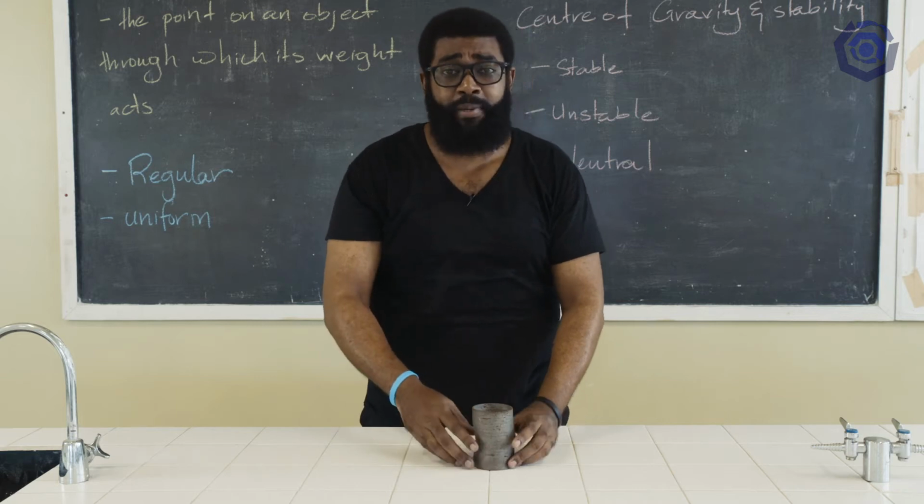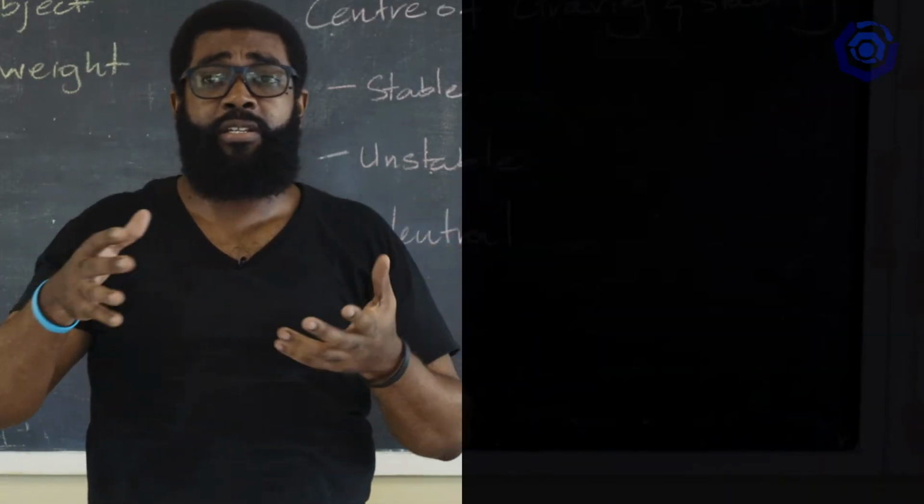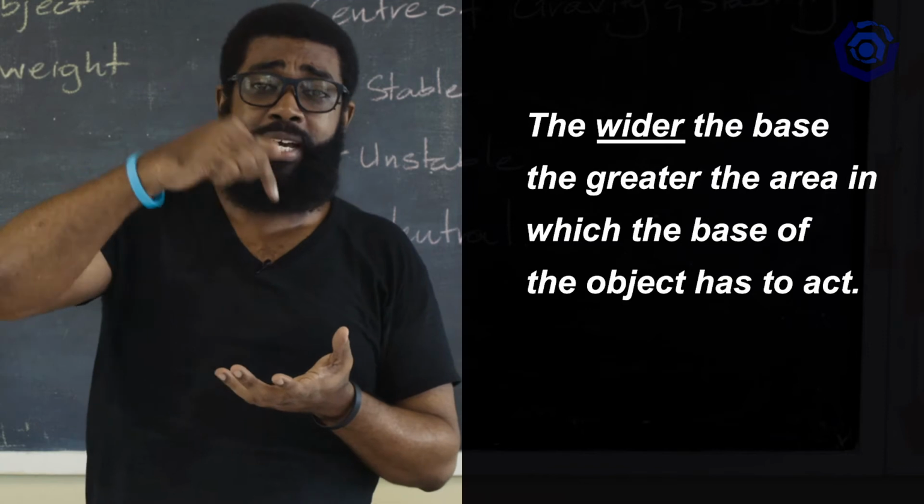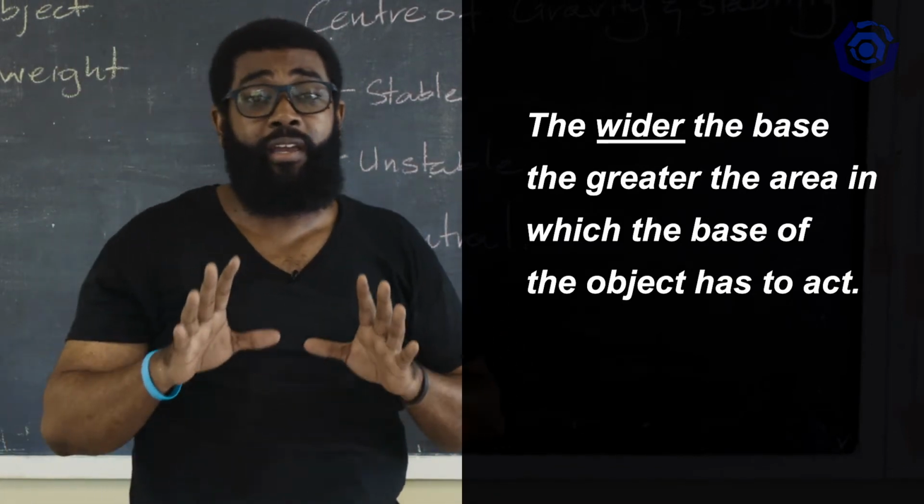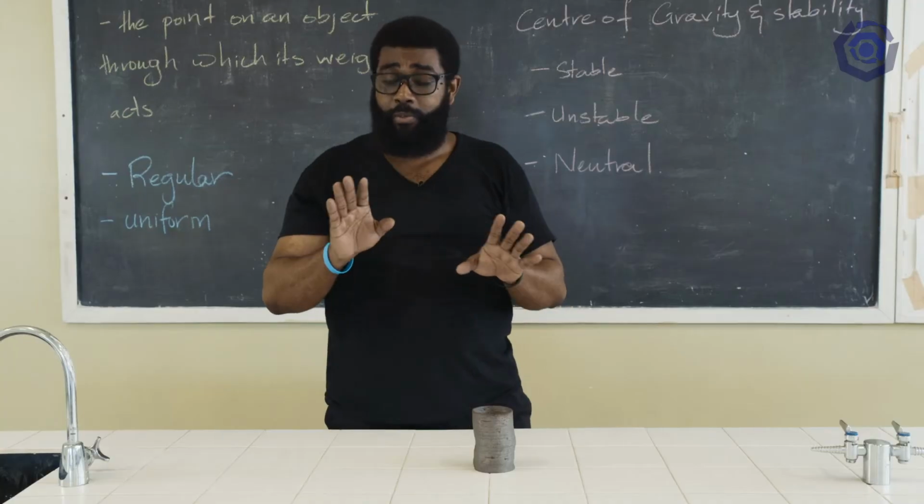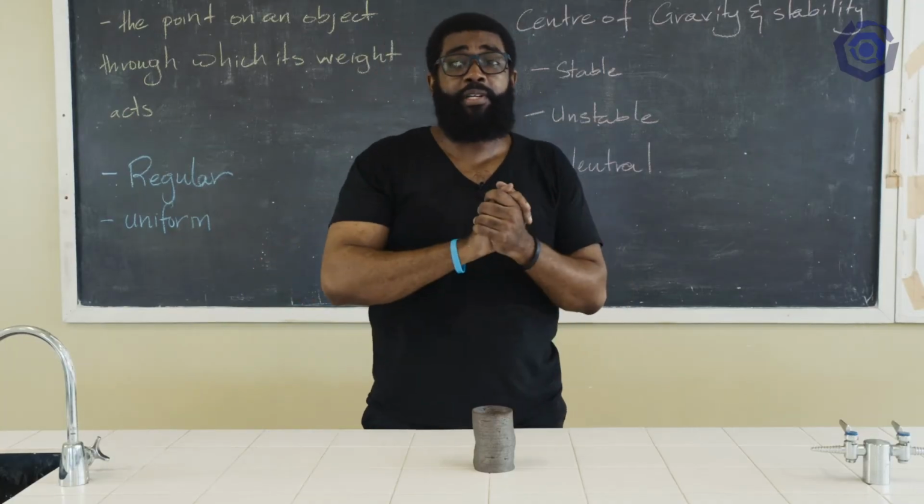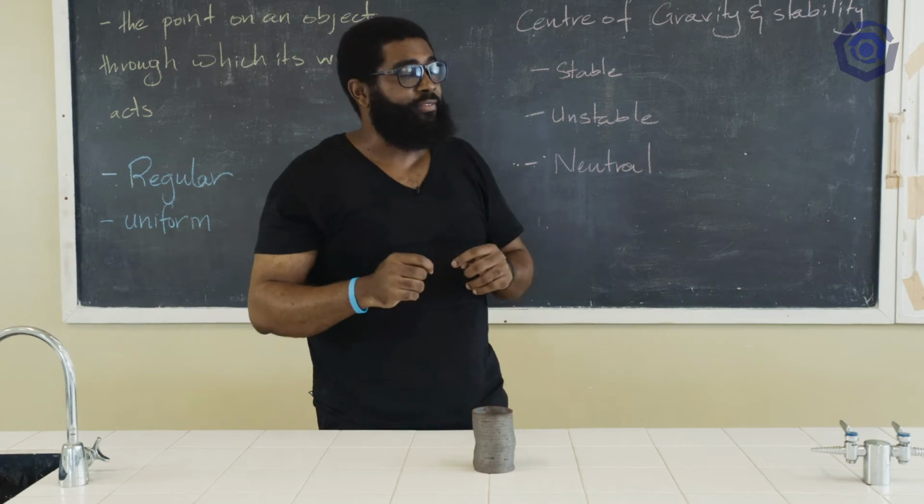This is why a wide base is needed. The wider the base, the greater the area in which the weight has to act. And if the weight of an object acts through its base, the object is way more stable. Way more stable. Now, there's three types of stability that we have to look at.